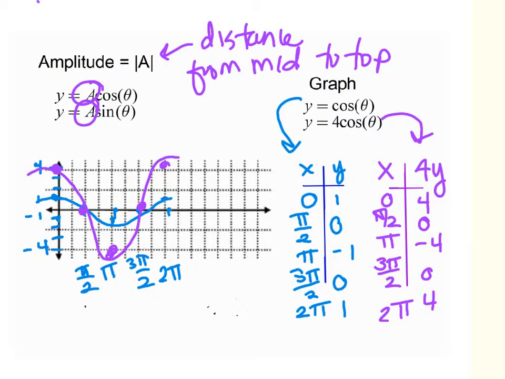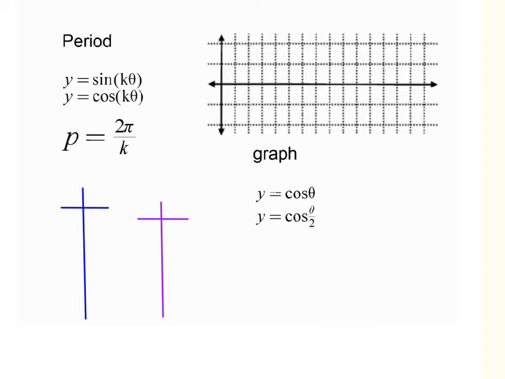Next one we're going to talk about is period. So period is not readily shown in the equation. I am going to use a different letter. The letter that I'm going to use is k. So sine of k times theta, or cosine of k times theta, where k relates to period, as in P for period. Period is 2 pi over k. So let's take a look at what that means.